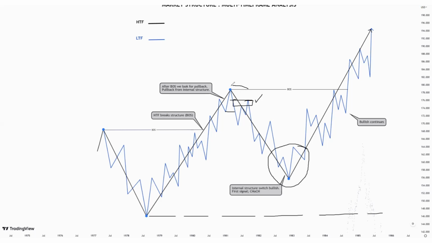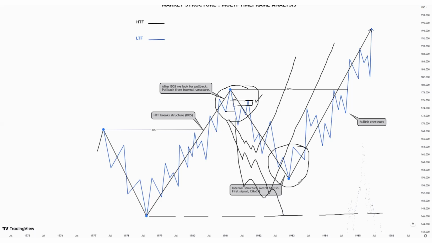Of course, you can take entries on these, but these are just pullbacks. The price can pull back until here and continue, can pull back until here and continue, can pull back until here and continue. As long as it's above this point, the trend is still bullish. Right, so let me not waste much time.